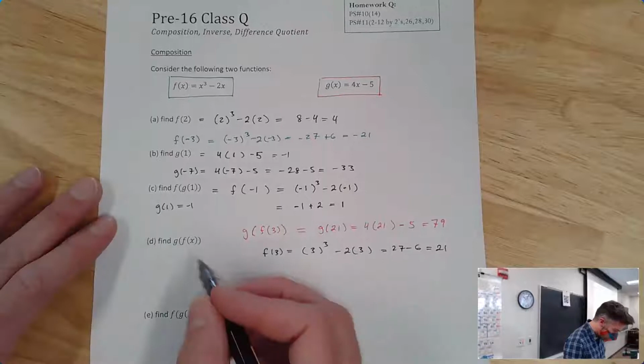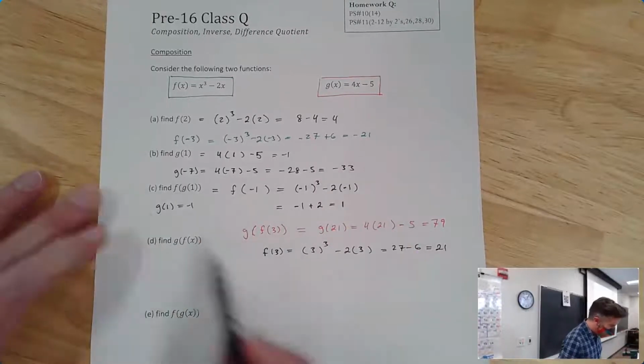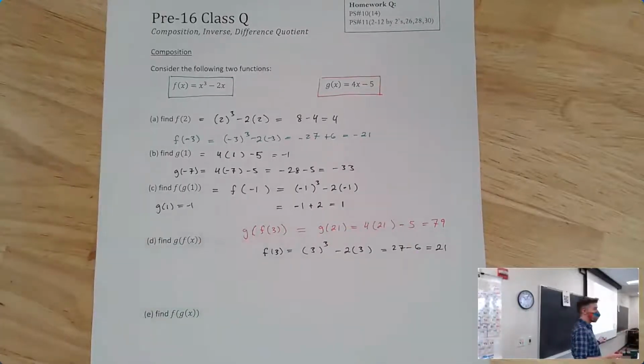Okay. Anyway, so that's how we're going to evaluate a composition of functions at a particular value. If you're going to find g of f of 1 or f of g of 2 or something of a number, deal with the inside part first and then apply the outer function to it.